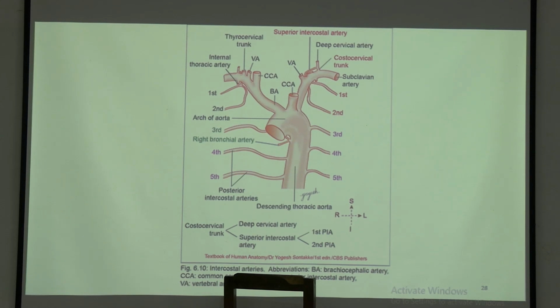Costo means costal space, cervical means in the neck. So it supplies the intercostal spaces, and also it is going to supply the neck, the deep cervical or the transverse cervical artery. Okay, so this artery is costocervical. It is coming from the subclavian, and this artery divides into two branches, and they are entering into the first and second space.